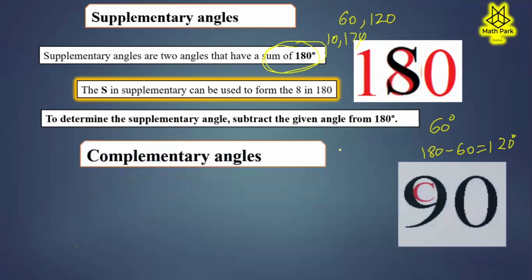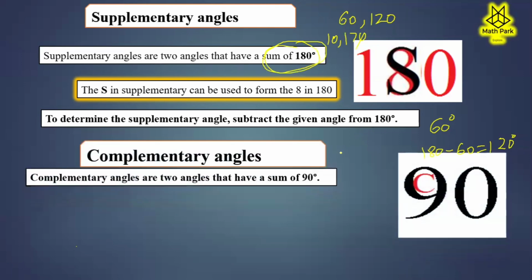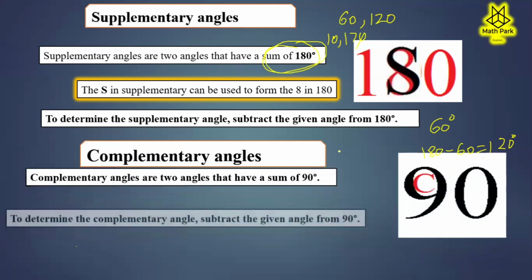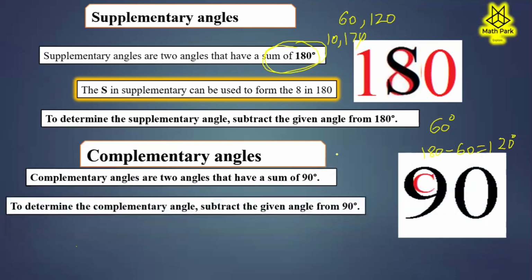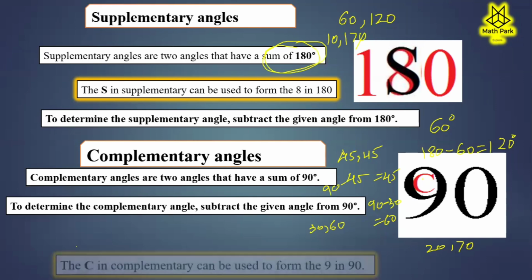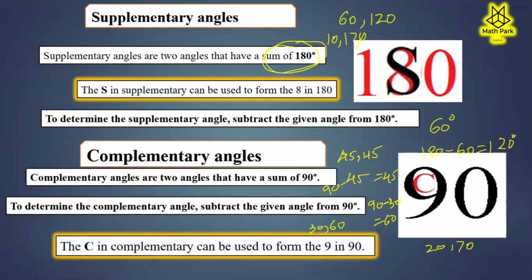Complementary angles are the angles which add up to 90 degrees. To determine the complementary angle, we subtract the given angle from 90 degrees. For example, 40 and 50 are complements of each other. So 20 and 70 are complements of each other. Two angles which add up to 90 degrees are called complementary angles. You can remember that the C of complementary can be used to form 90. Got it? Supplementary and complementary.